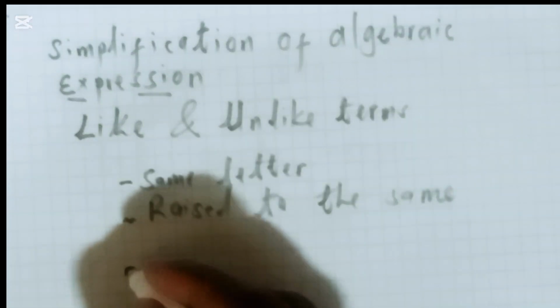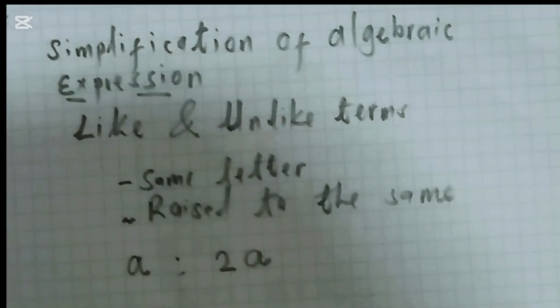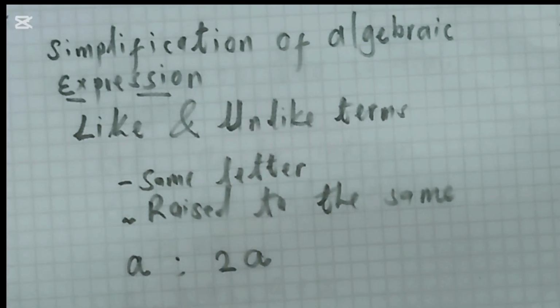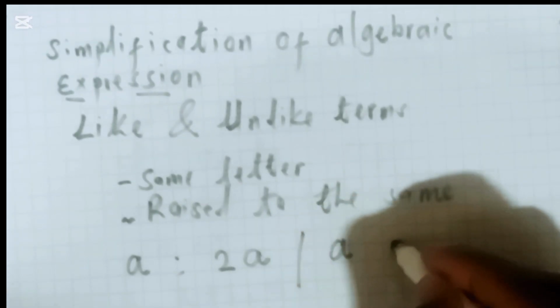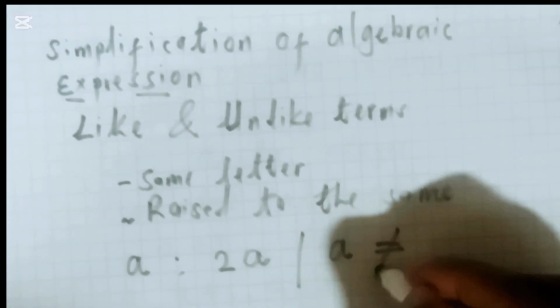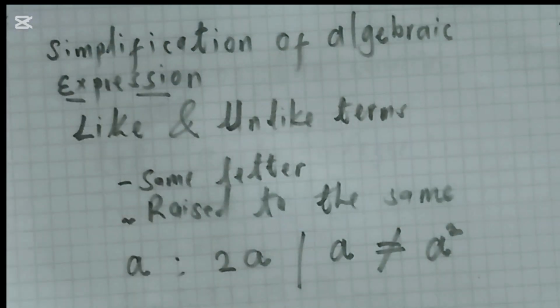All right, so let us give an example of a like term. That would be A and, let's say, 2A. A and 2A are like terms. Why? Because both of them are of the same letter A, and the A is raised to the power of 1. This would be different from A and A squared. A and A squared won't be like terms.